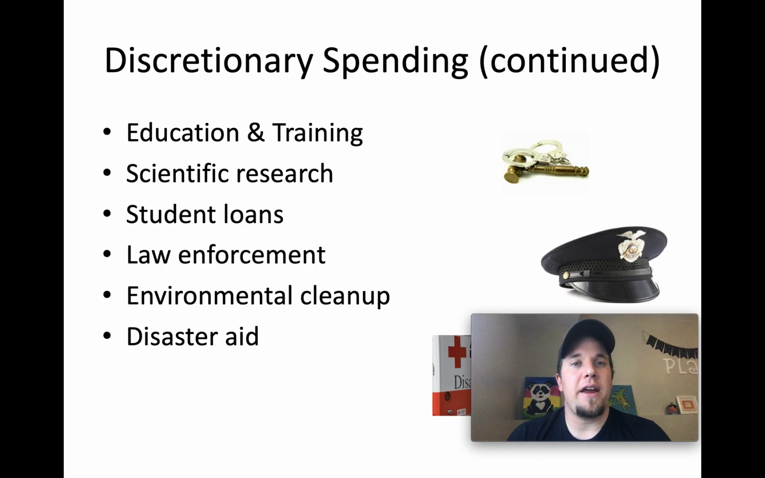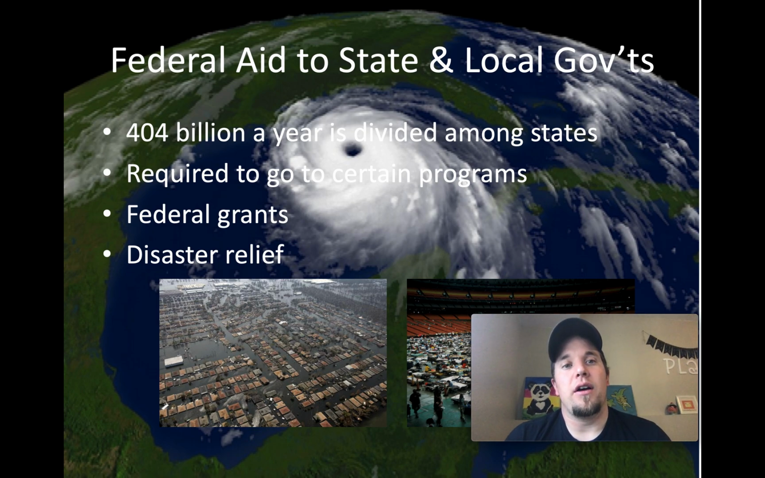Other programs you'd find on there include education and training, scientific research, student loans, law enforcement, environmental cleanup, and disaster aid. These are all things that do not necessarily have to receive funding, but a lot of them do. Student loans is a huge one right now, and disaster aid, which is not so much a physical disaster but a pandemic, has been discretionary spending. Bills have been paid for that. States and local governments can apply for assistance from a discretionary fund designed to help in natural disasters.